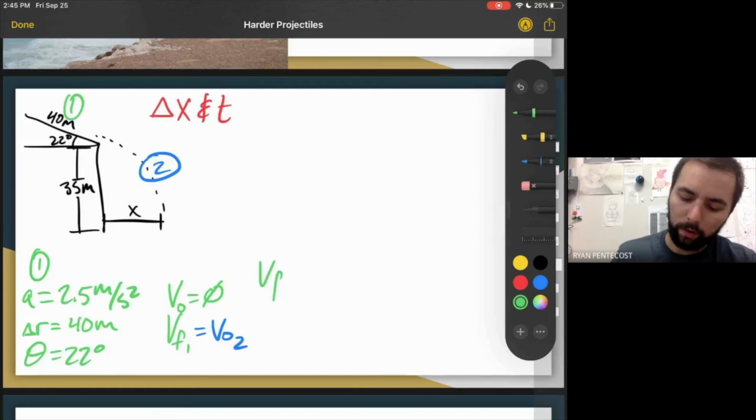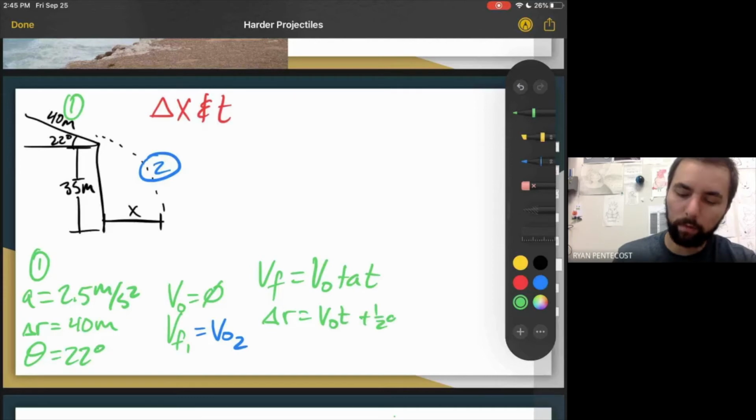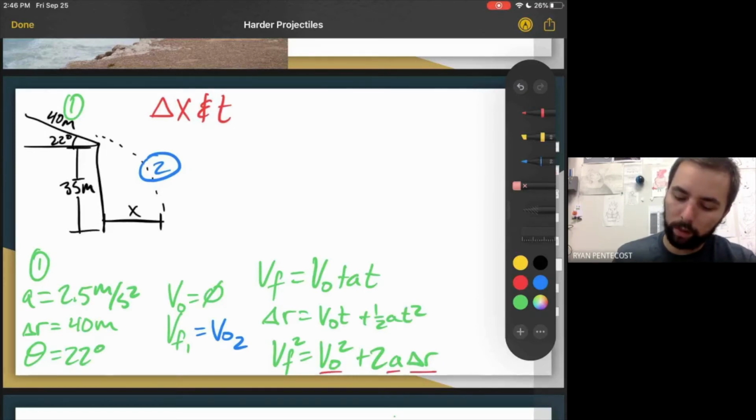V final equals V naught plus AT. Well, we don't have T, so that won't work. Delta R equals V naught T plus 1/2 AT squared. Again, we don't have T. And then V final squared equals V naught squared plus 2A delta R. Let's see, we have V naught, we have A, we have delta R. That should be a slam dunk. We'll just plug and chug on that one.